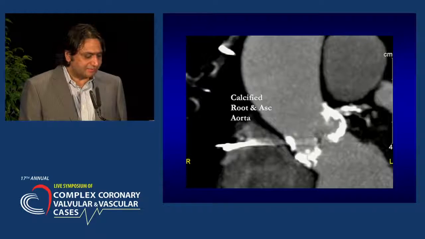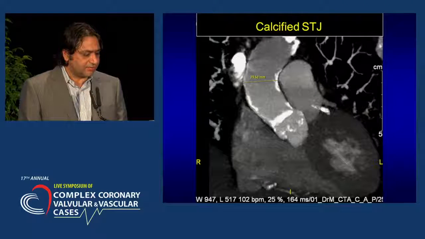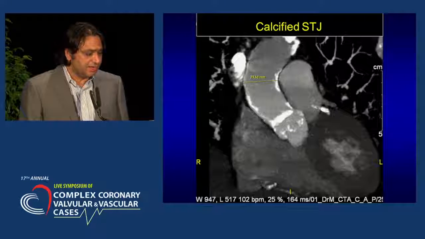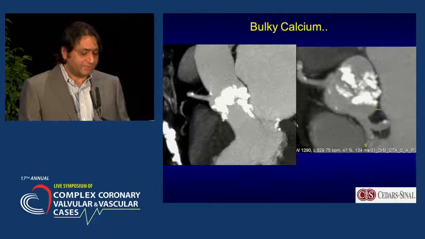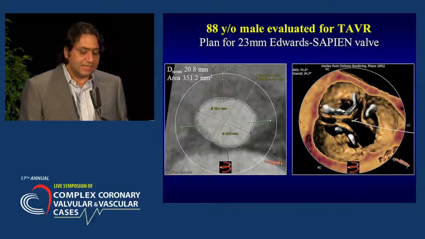So here is another example of aortic root. This is a case where you would tend to stay away. Look at the calcium in the aortic root. Look at the calcium here in the STJ. Look at the calcium here in the valve. We did this case actually with the protection of the coronaries, and it turned out fine.